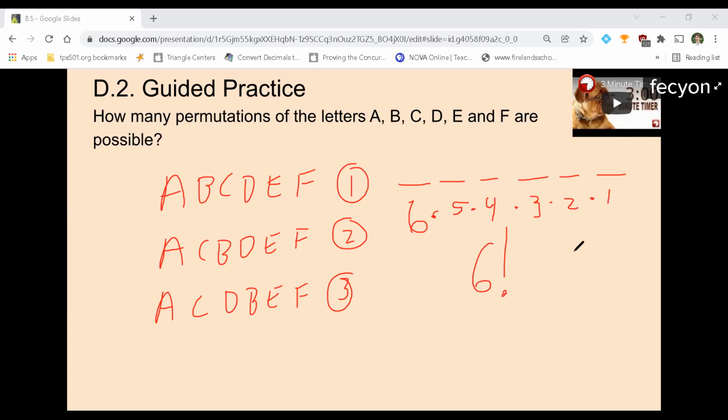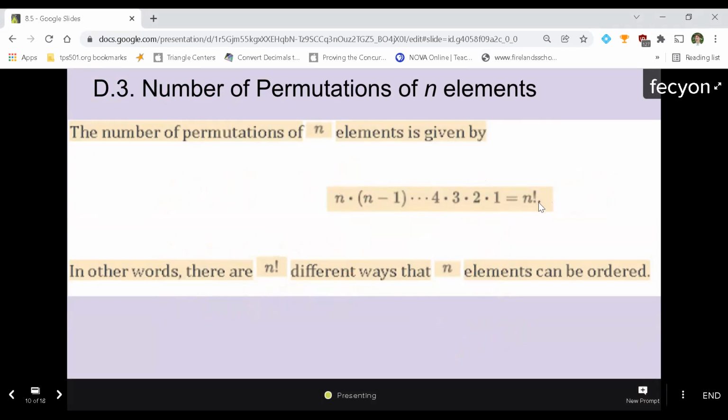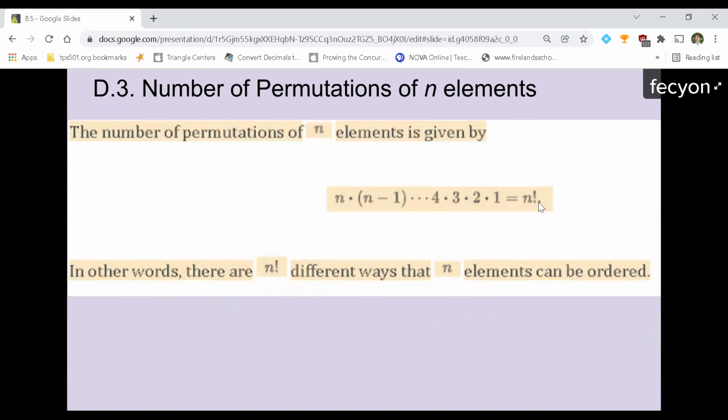That's a factorial. 6 times 5 times 4 times 3 times 2 times 1 is 720. Isn't that cool? Look at that. Factorials. So for any permutation of n elements, the number of possible different ways you could order those n elements is just n factorial. Isn't that great? Nice, easy.